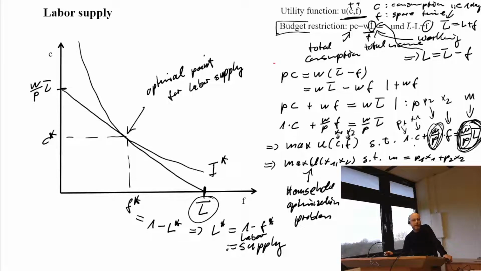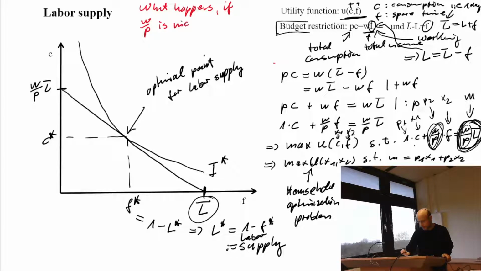And now this we will do today before we stop. Now increase wages. What happens? If W over P is increasing, what happens then in our picture? Which curves are changing?